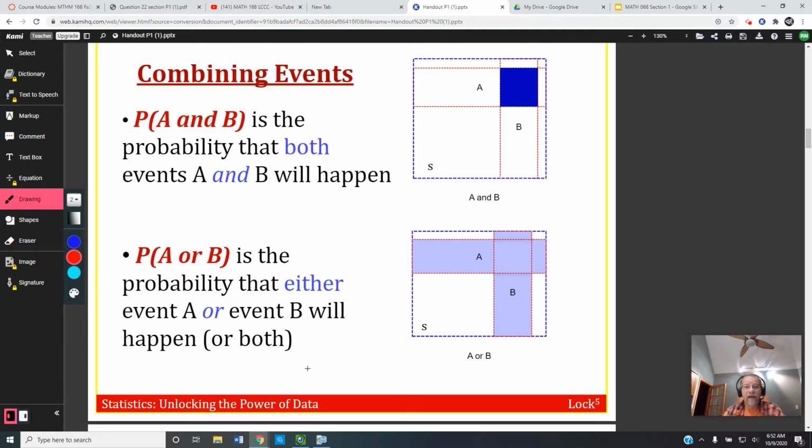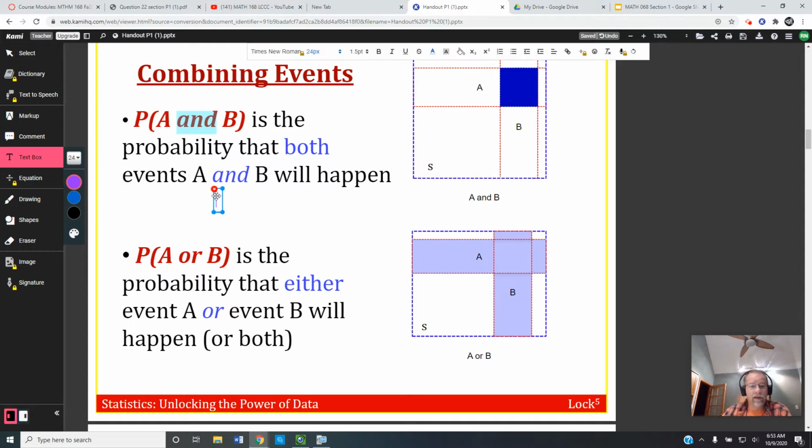Now, when we talk about combining events, the picture shows event A and event B. If we're speaking of event A and B, and I'll highlight that designation, key terminology here, what we're looking for is the probability that both event A and B will happen, only the dark shaded area that you see on the overlap. And really that's what you want to think about when you think about "and."